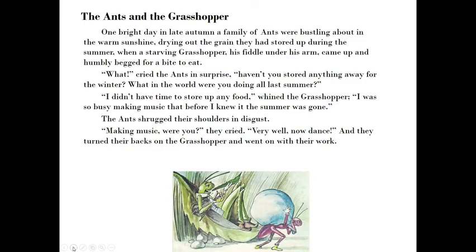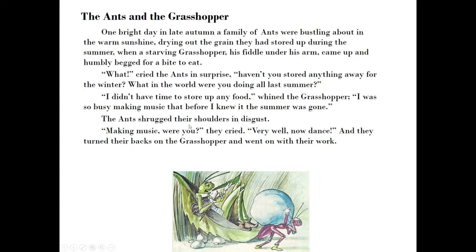Okay, we have one more practice. The Ants and the Grasshopper. One bright day in late autumn, a family of ants was bustling about in the warm sunshine, drying out the grain they had stored up during the summer, when a starving grasshopper, his fiddle under his arm, came up and humbly begged for a bite to eat. "What?" cried the ants in surprise. "Haven't you stored away food for winter? What in the world were you doing all last summer?" "I didn't have time to store up any food," whined the grasshopper. "I was so busy making music that before I knew it, summer was gone."